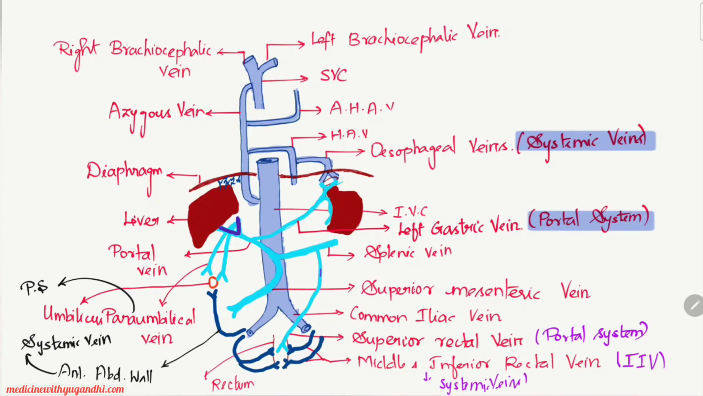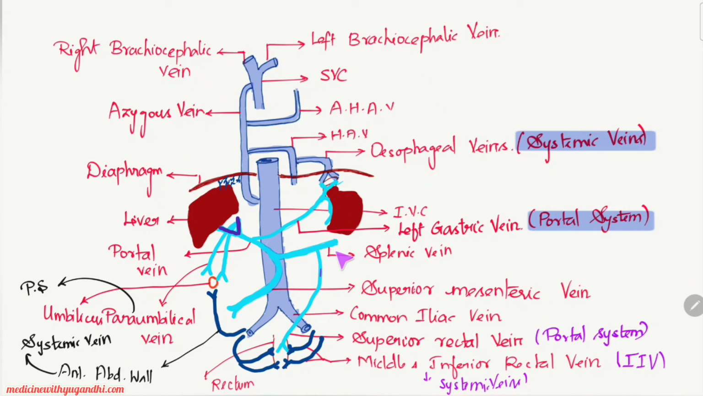Let us have a rapid revision with the diagrammatic representation. See here, at the lower end of the esophagus, the esophageal vein, which is a systemic vein, anastomoses with the left gastric vein. This left gastric vein drains blood from the lesser curvature of the stomach and then drains into the portal vein, and thus it comes under the portal system. So at the lower end of the esophagus, the anastomosis takes place between the esophageal veins and the left gastric vein.